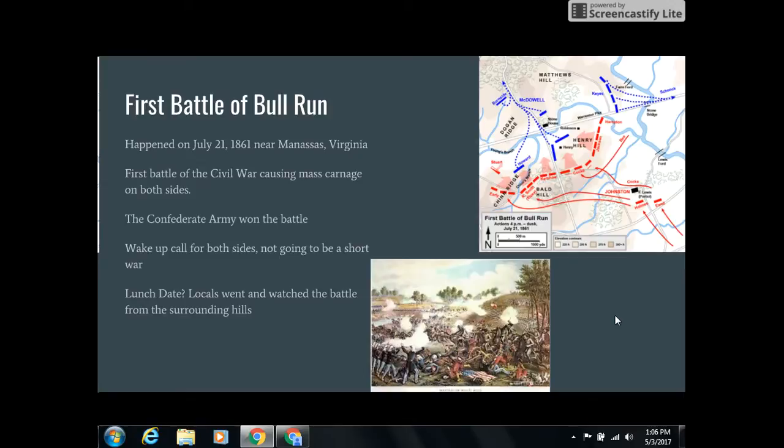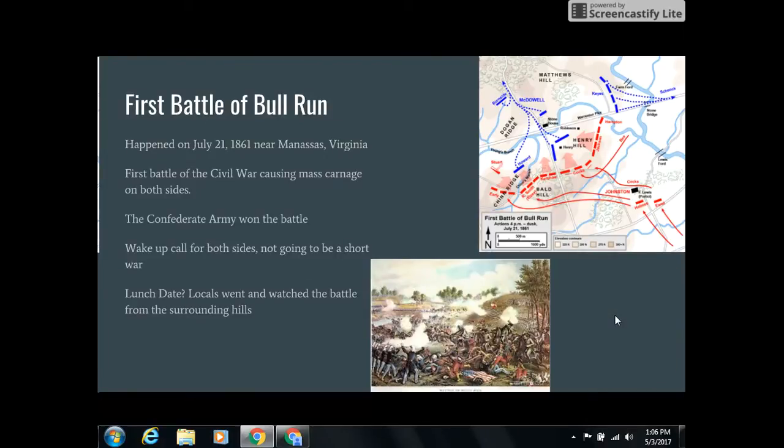But this battle caught everyone off guard. All right, the Northern troops were there to fight along with the Confederate troops, but no one really knew what to expect. They thought it was going to be something a little bit more civilized and a little bit more low key, I guess, or not as deadly as what it turned out being.